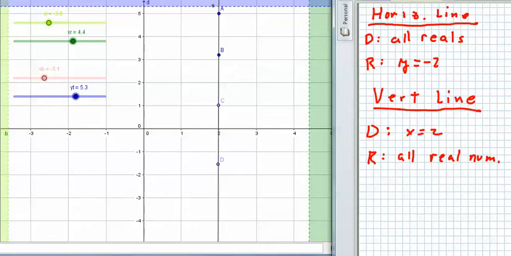And just to reiterate from Friday, this is not a function. All right, let's look at something a little more interesting. I'm going to draw a circle.